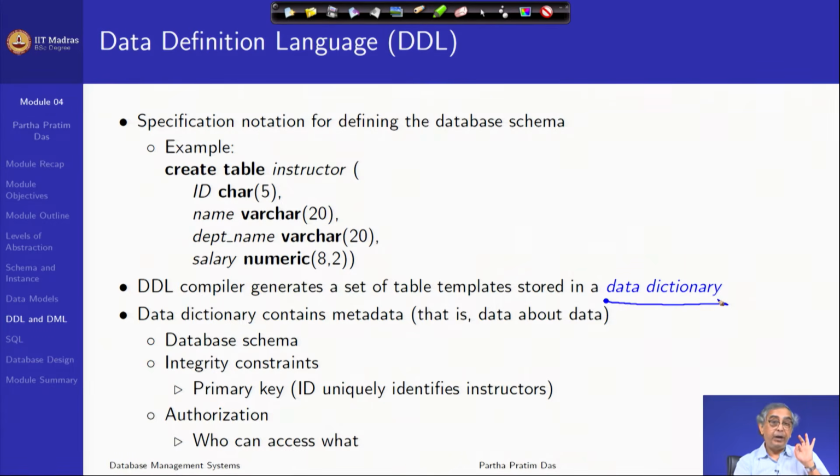So, if you refer to a particular table, you immediately know from the data dictionary where that table is, what the attributes are, what their types are. So, if you want to do certain data manipulation, or make some changes to the table, the dictionary will have to come into play.